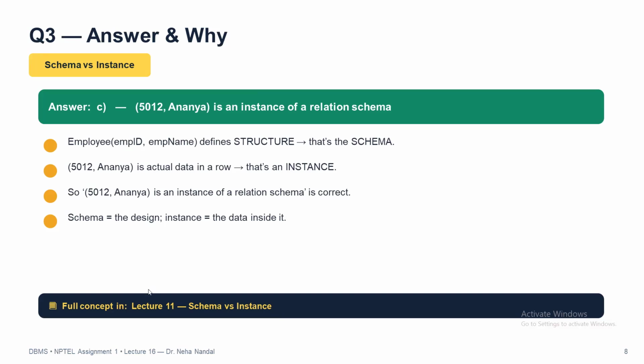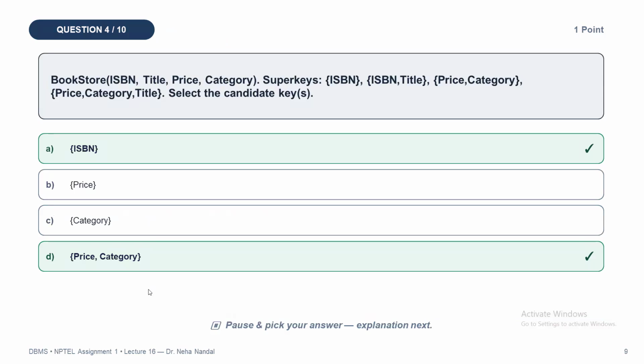So let us go further, move to question number 4. So what is question number 4? We are given some schema over here and some super keys, and we have to identify a candidate key. This topic has not yet come in our lecture series, but it is about to come very soon.